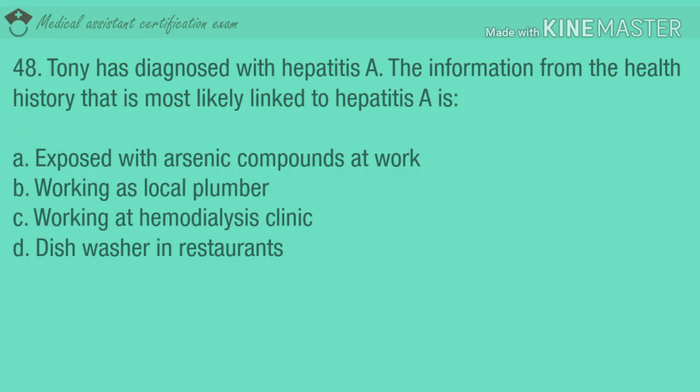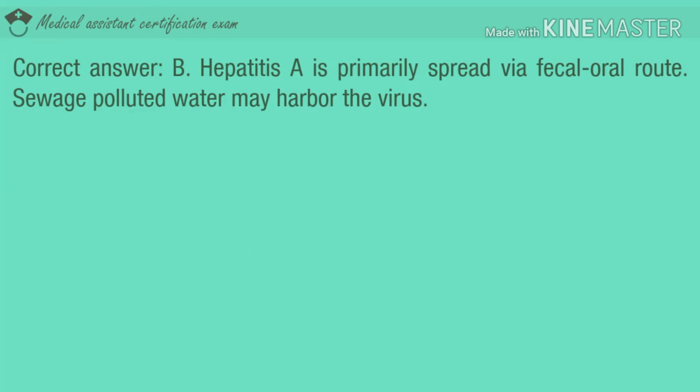Question 48. Tony is diagnosed with hepatitis A. The information from the health history that is most likely linked to hepatitis A is: A. Exposed to arsenic compounds at work. B. Working as a local plumber. C. Working at a hemodialysis clinic. D. Dishwasher in restaurants. Correct answer, B. Hepatitis A is primarily spread via the fecal-oral route. Sewage-polluted water may harbor the virus.